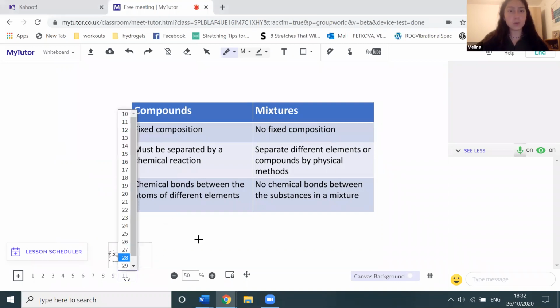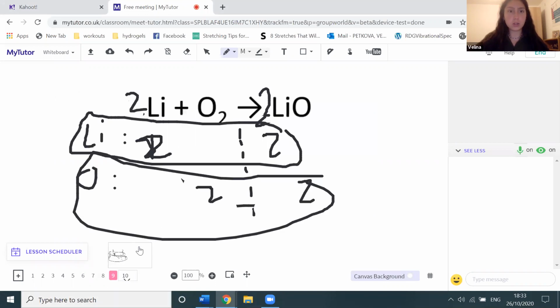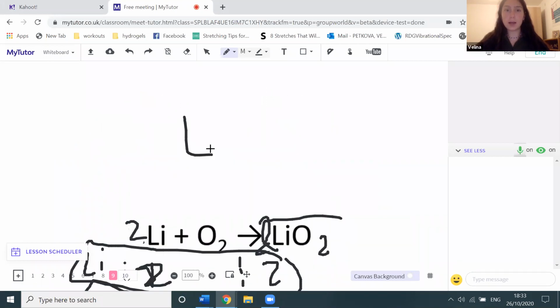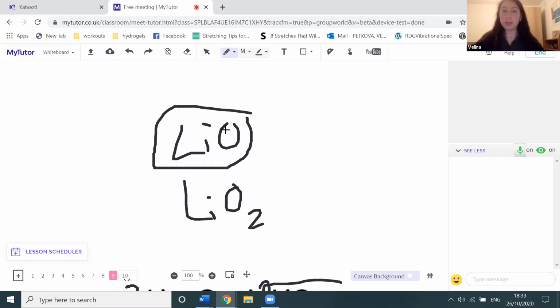And also another question was, why don't we put the 2 after the oxygen? So do you mean here? I think that's what they mean. So why wouldn't we make LiO2 like this? LiO is your compound, okay? So your compound never changes composition. So this formula tells you what your compound is.